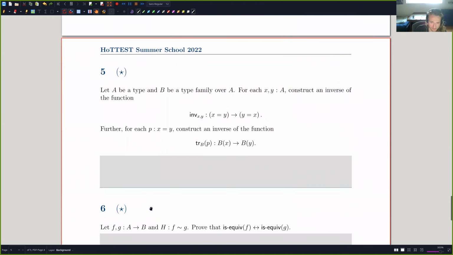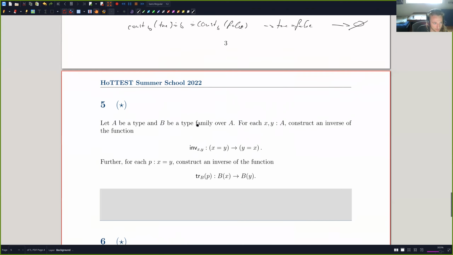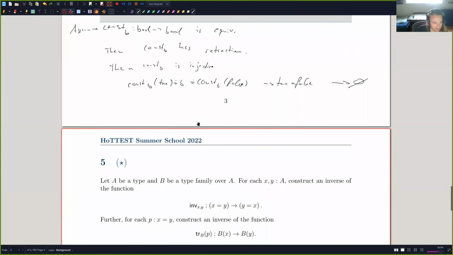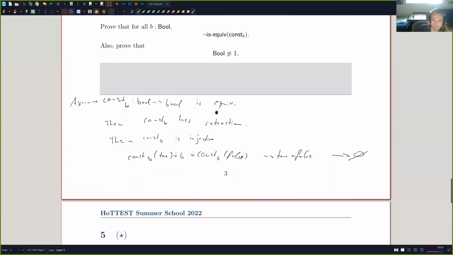Exercise 5, unless there are objections. Let A be a type and B be a type family over A. For each x and y in A, construct an inverse of the function which inverts the paths from x to y. You can also do it directly from the section instead of invoking problem 1. You mean we have 1. This is an equivalence, and this has a section S. So E after S is the identity on 1.